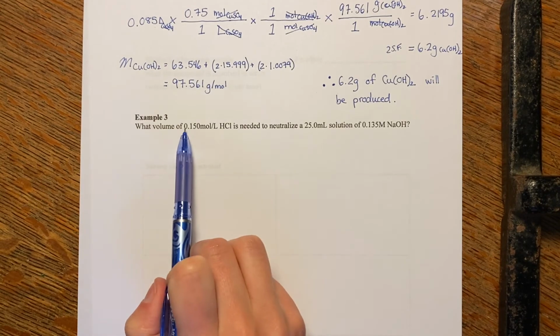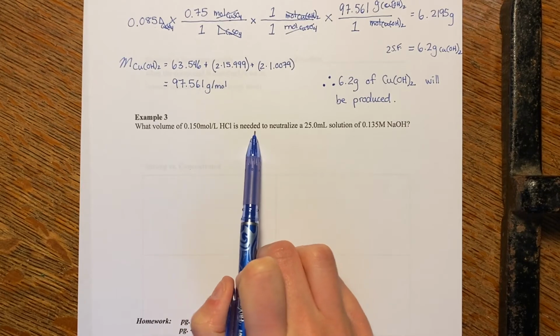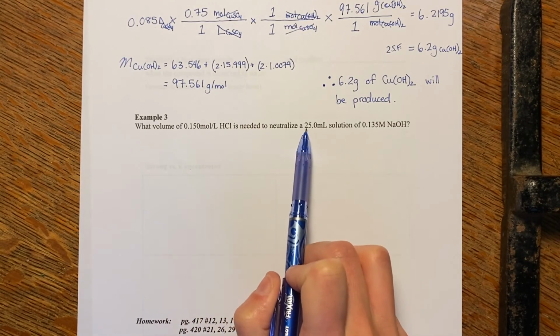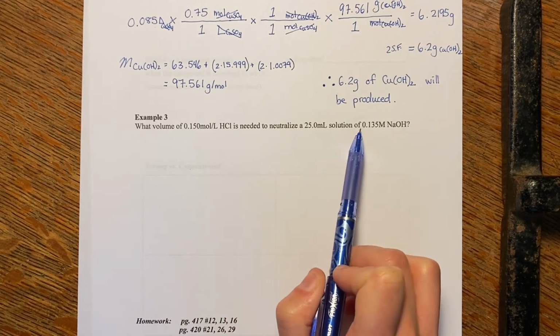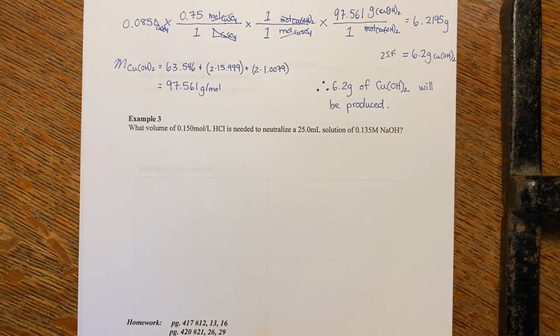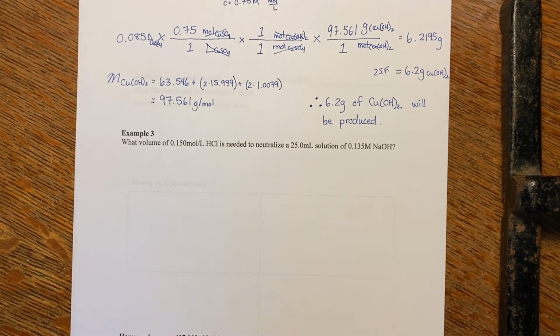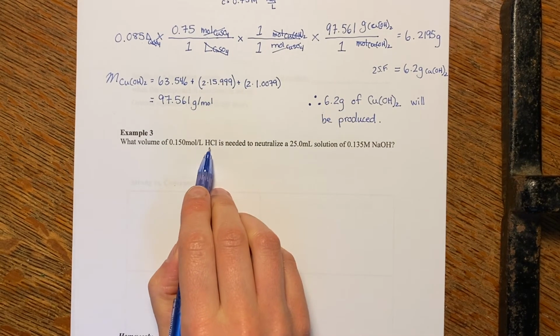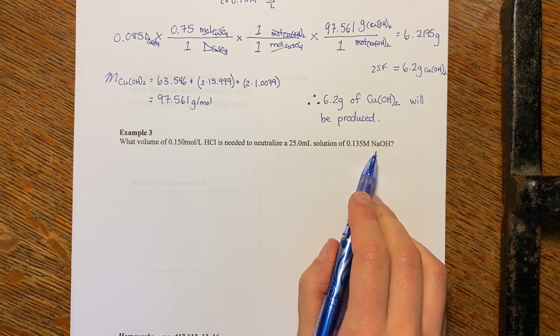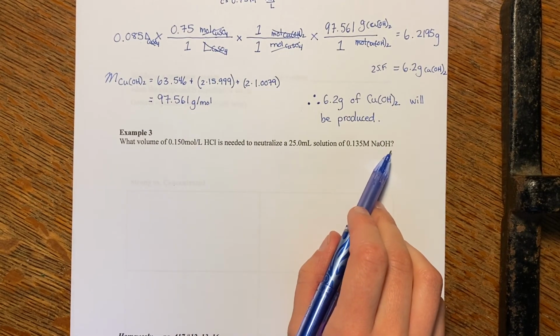What volume of 0.150 moles per liter hydrochloric acid is needed to neutralize a 25.0 milliliter solution of 1.35 moles per liter sodium hydroxide? So this is a neutralization reaction, which is a special type of double displacement reaction. Again, let's start by writing out our reaction equation. We're given information about our 2 reagents. We don't know anything about the products, but we'll figure that out next.